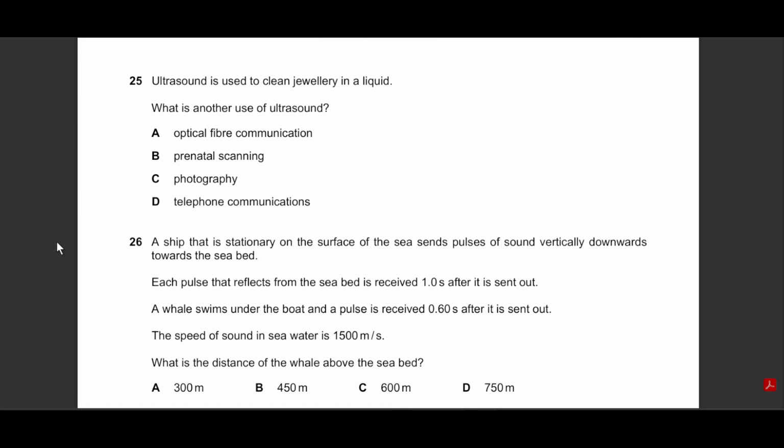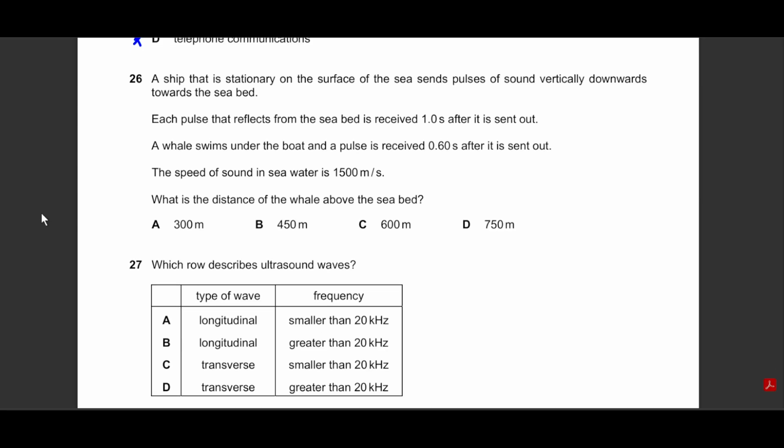Question 25. He says ultrasound is used to clean jewelry. That is fine. What's another use for ultrasound? Optical fiber. That's with infrared communication. Prenatal scanning. Yes, true. That's the answer. Photography. That is for visible light. Telephone communication. That is for radio or microwaves. So this is again wrong.